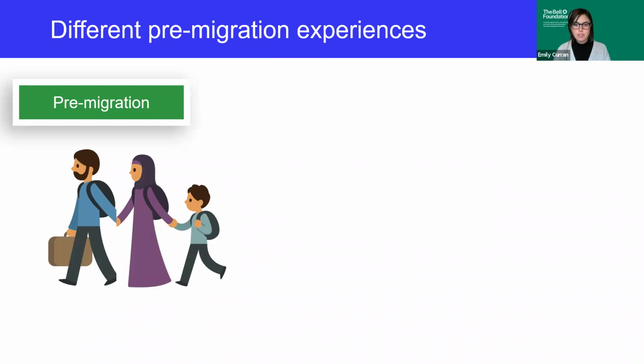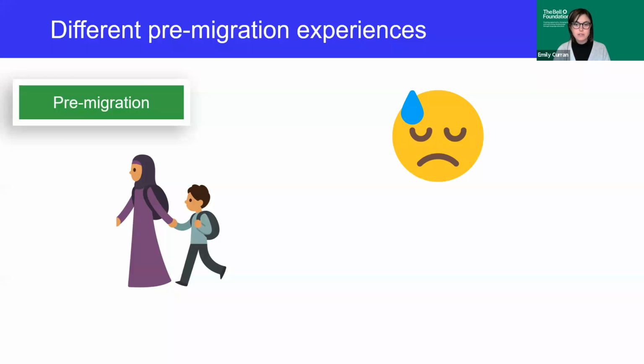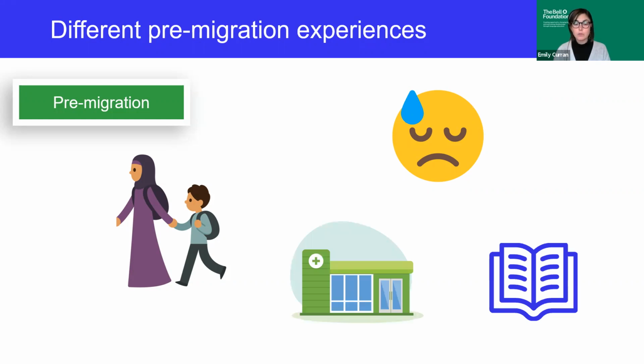So in terms of different experiences prior to arrival, children are likely to have had very different experiences. For example, they may have witnessed violence and death, including potentially that of a family member, or they may have experienced separation from family members. They may have experienced fear and uncertainty, and also that of their parents. And they'll almost certainly have experienced disruption to school, to normal life, such as healthcare, education, and availability of everyday essentials such as food, water, and fuel.